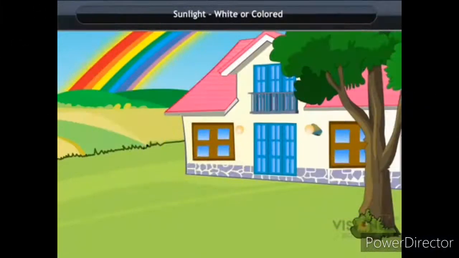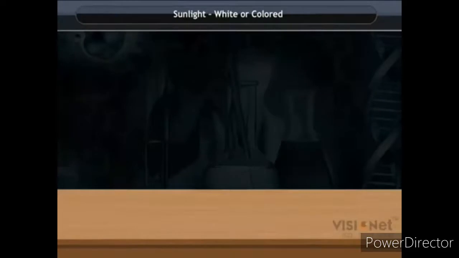Sunlight, white or colored? You must have seen a rainbow in the sky in the rainy season. You know that a rainbow is formed due to dispersion of light. Let us make our own prism setup to see the splitting of light. Take a bowl filled with water. Put a plain mirror strip in it lengthwise. This is our prism setup.